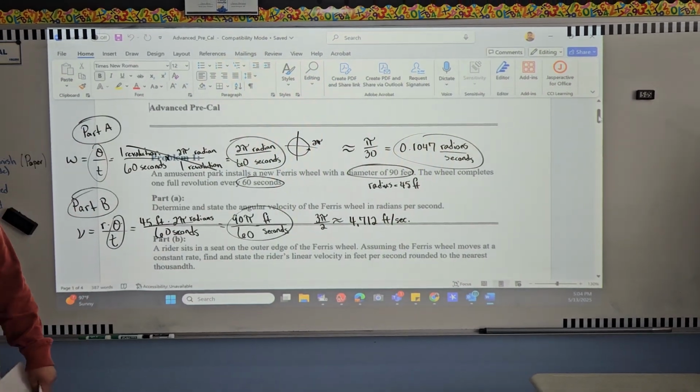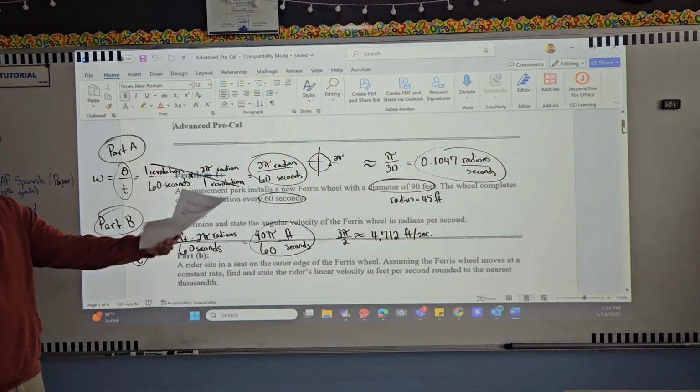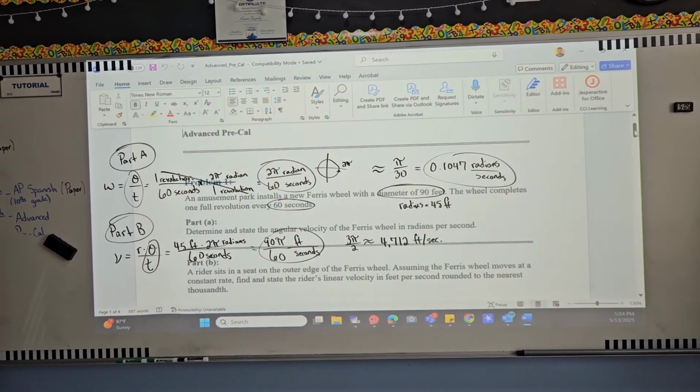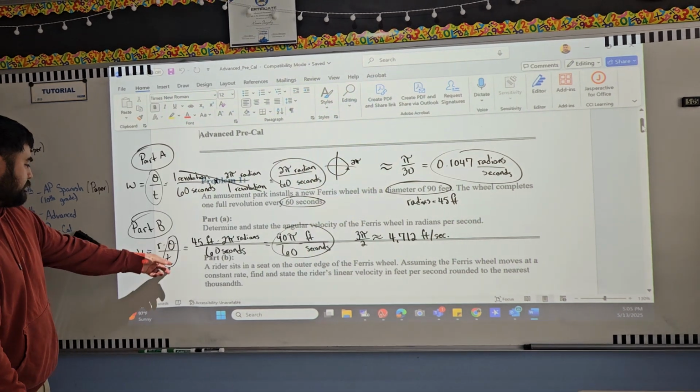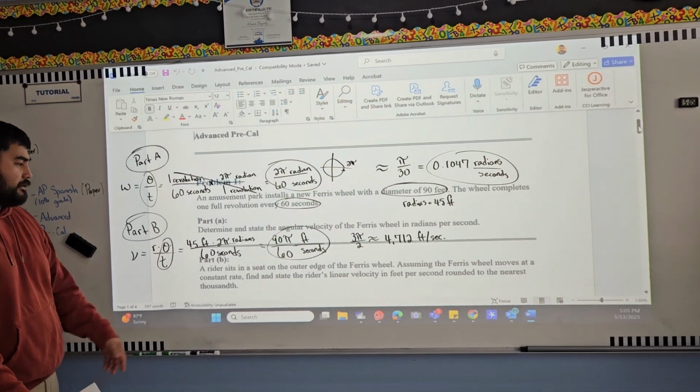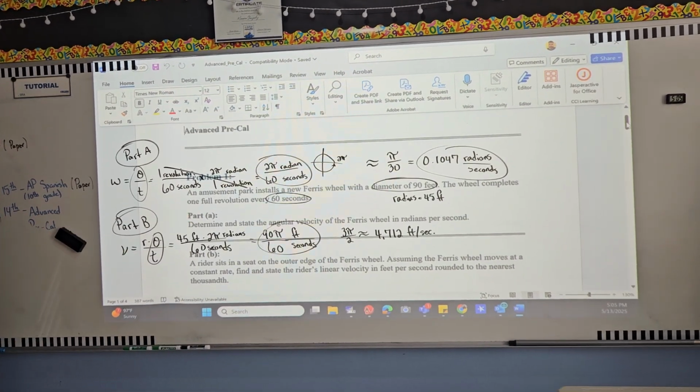What more do you want? What more do you want? This is literally 15% right there. So on part A, theta over t, and on part B, theta over t, but on top you're multiplying theta times the r, which is the radius.